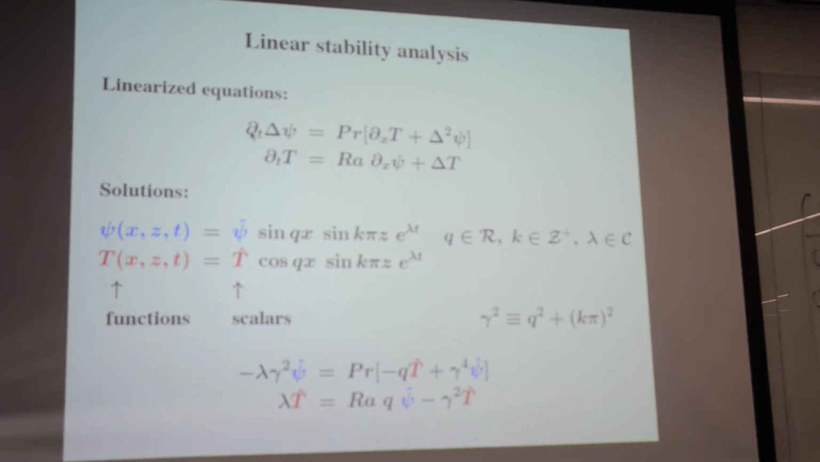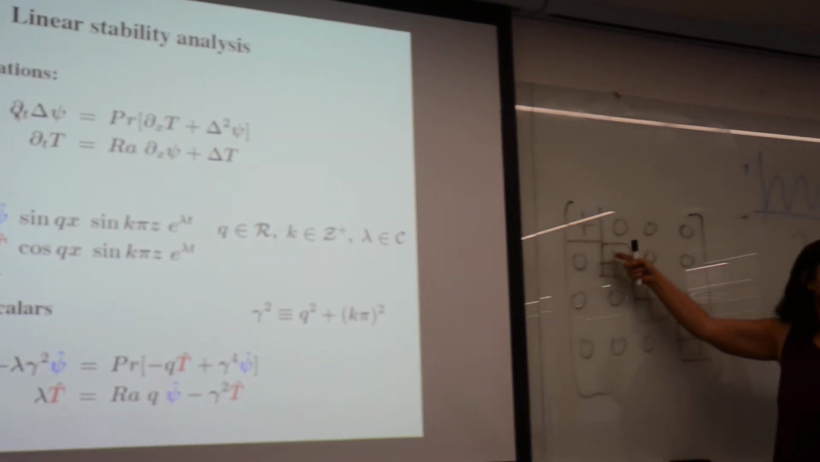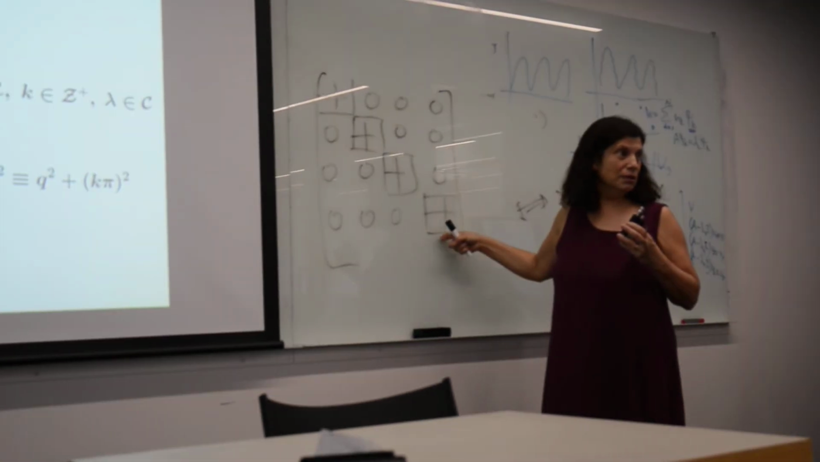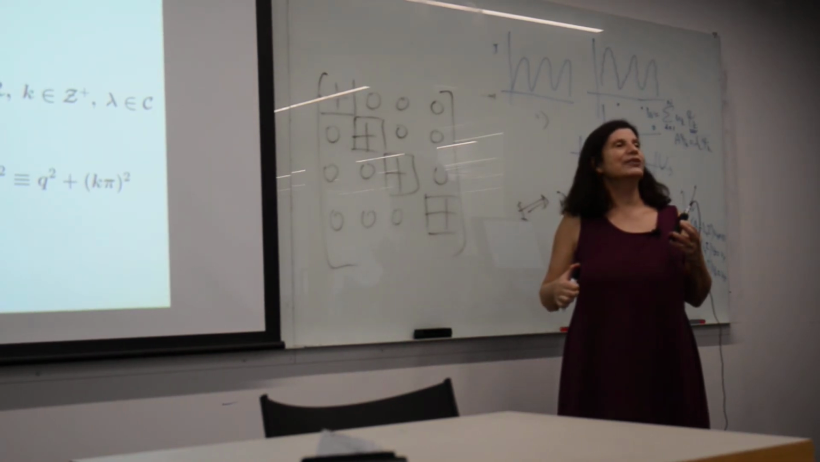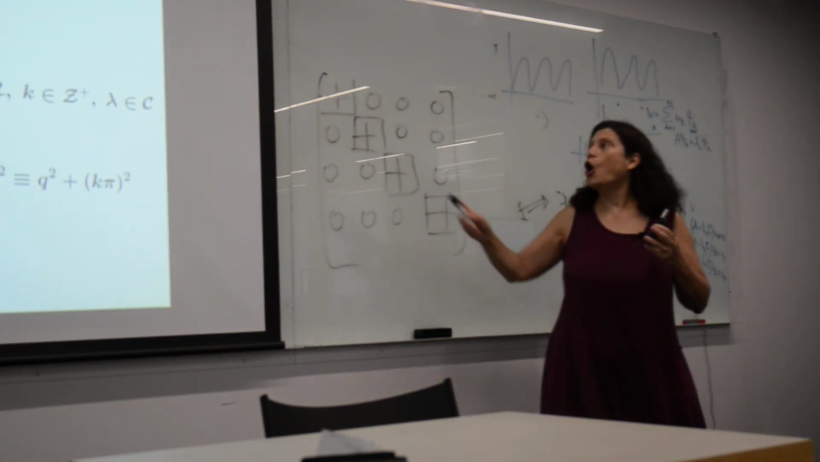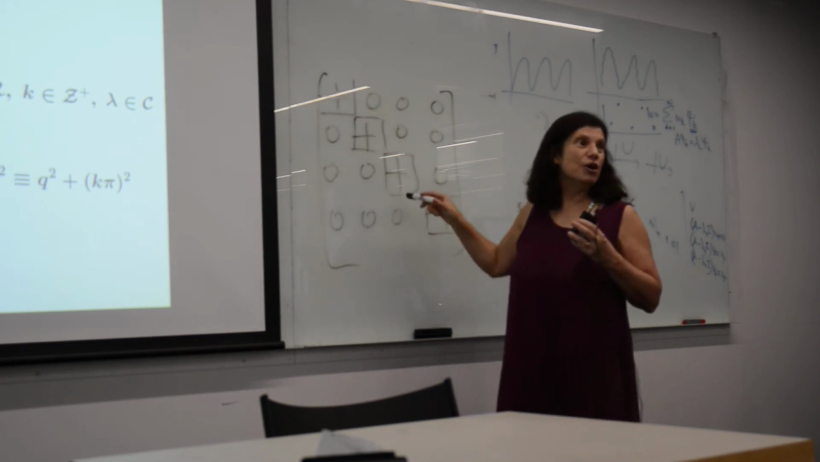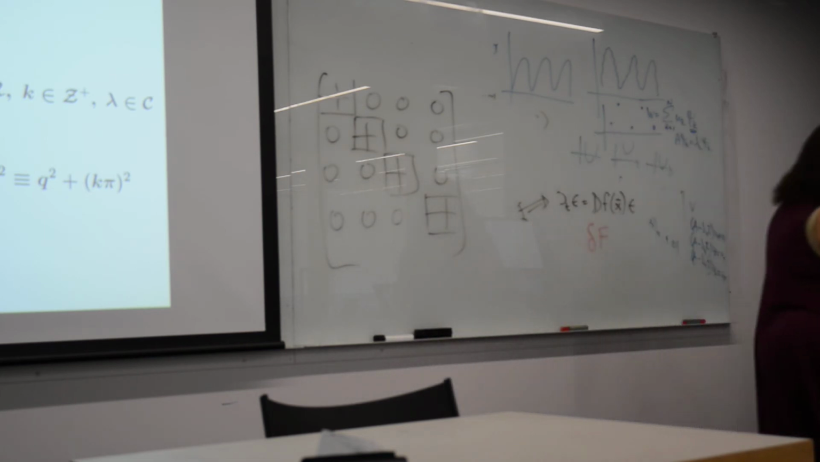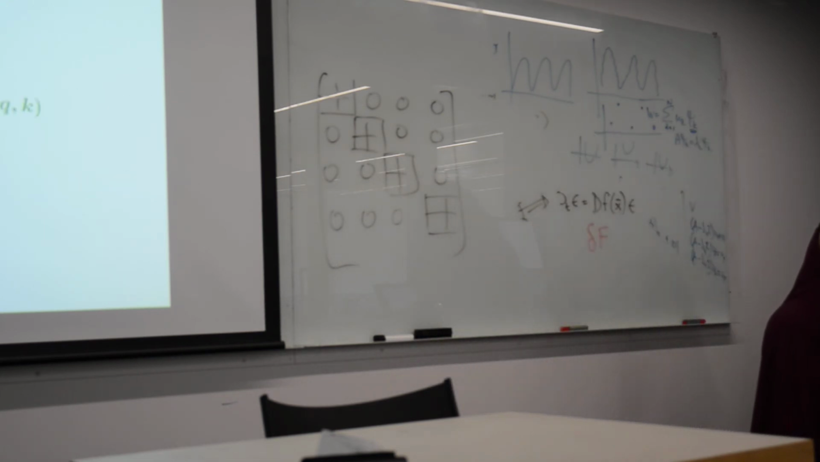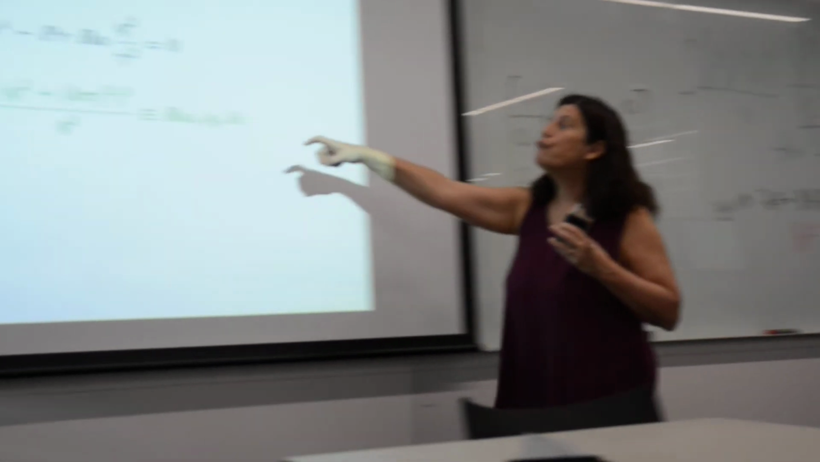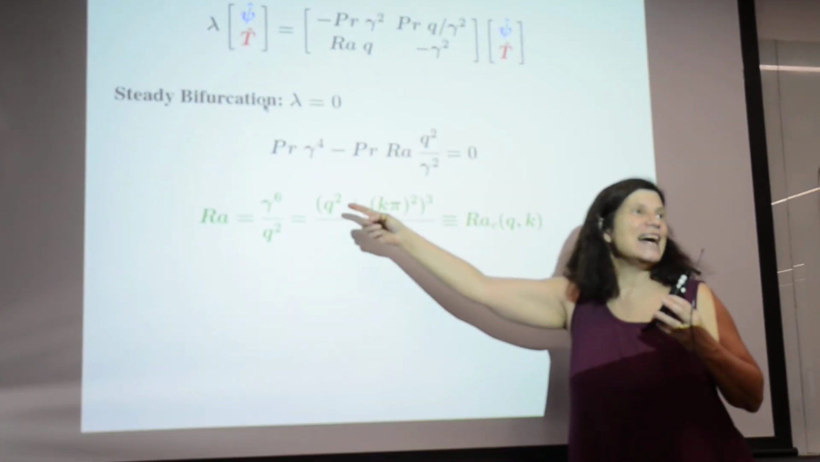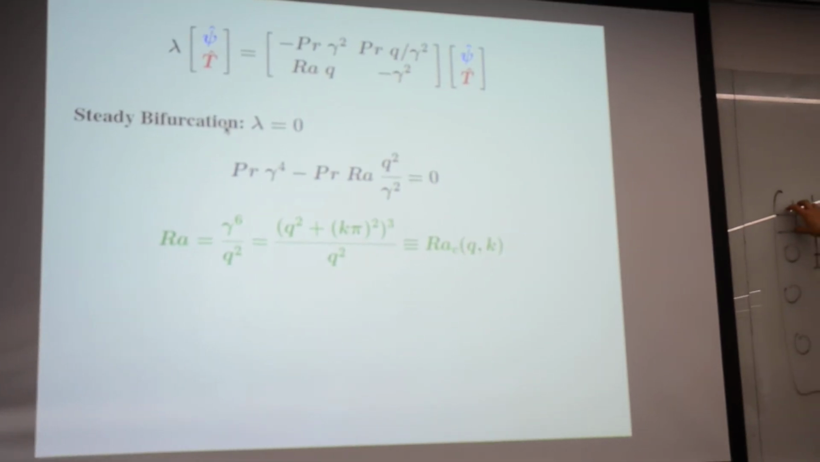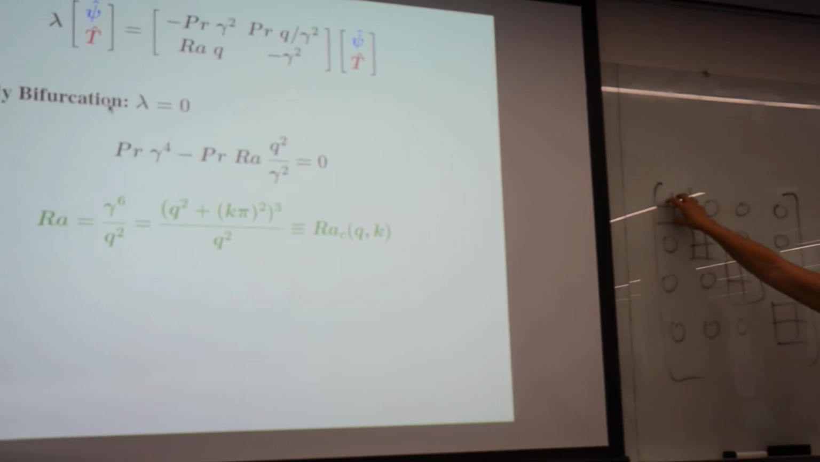Recall that this matrix is block diagonal. It's not diagonal, but block diagonal. There are little blocks along the diagonal, right? And the eigenvalues of a block diagonal matrix are the eigenvalues of each of the individual diagonal matrices. So having found what we wrote here about lambda for a specific Q and K, this has to do with eigenvalues of one specific block, the one corresponding to a specific value of Q and K.